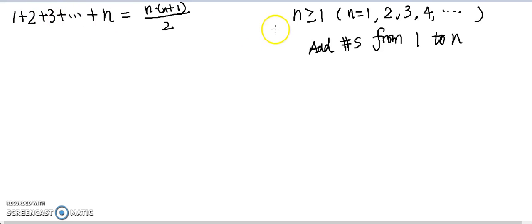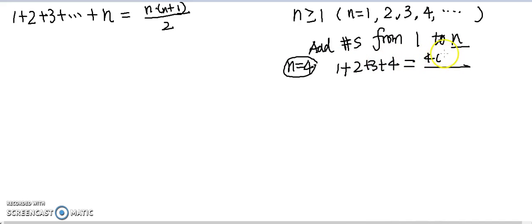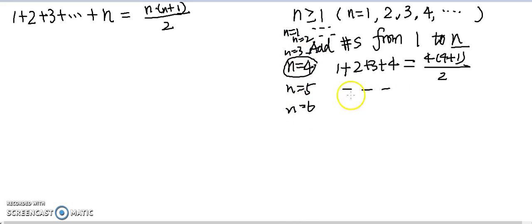If n equals 4, we are adding numbers from 1 to 4, which is 1 plus 2 plus 3 plus 4. So I'm going to write down what we get if n equals 4: we're adding numbers from 1 to 4, and that equals the right-hand side, replacing n with 4. I'm just writing down one of them, but technically we need to write down all the formulas: n equals 1, n equals 2, n equals 3, and continue with n equals 5, n equals 6, and so on.